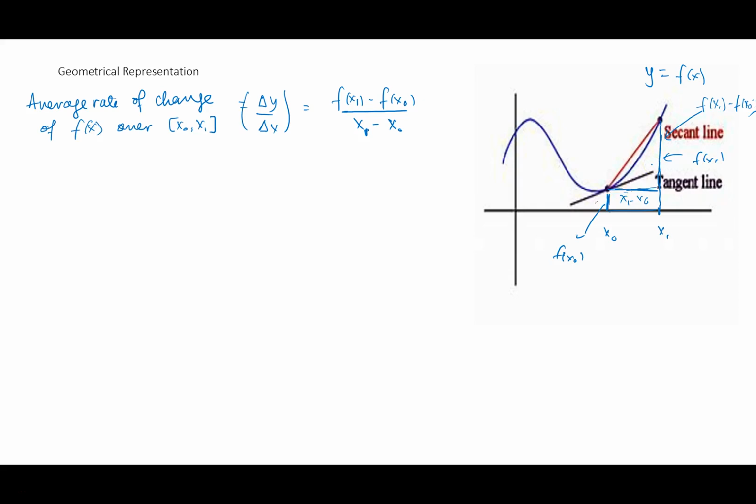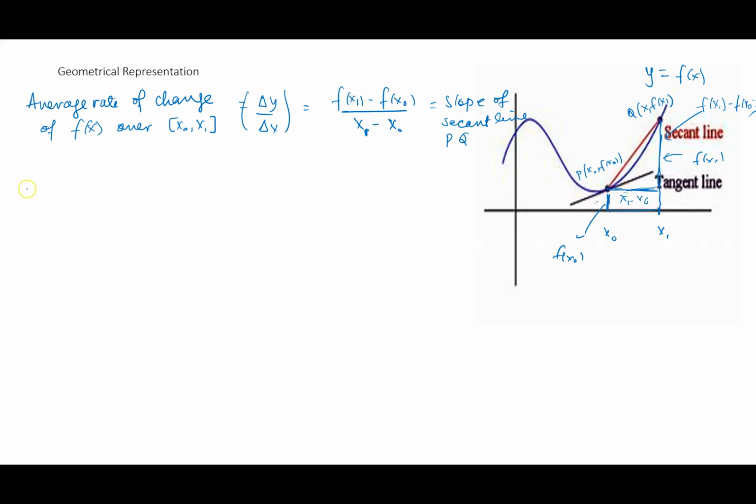In other words, if you represent this point by the coordinates P, x0 comma f of x0, and this point Q, x1 comma f of x1, then f of x1 minus f of x0 over x1 minus x0 is the slope of the secant line PQ. So the average rate of change of the function over the interval x0, x1 is actually the slope of the secant line joining these two points P and Q.